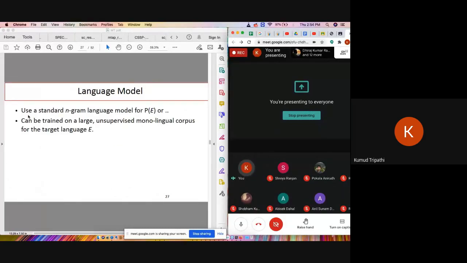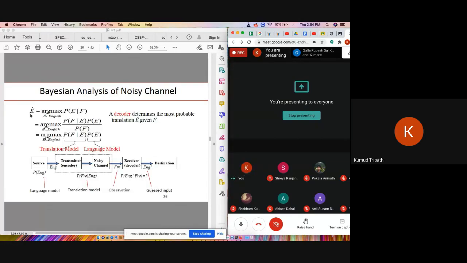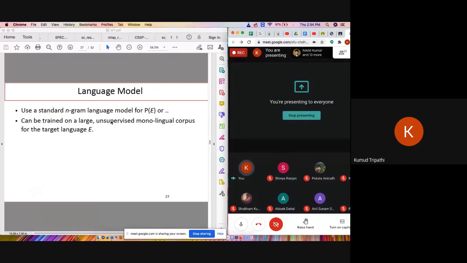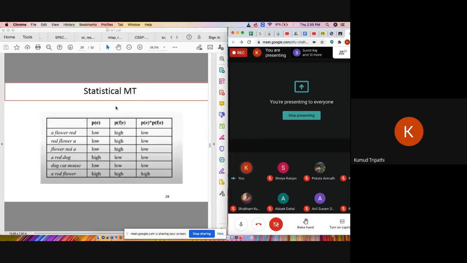So here it is written: use a standard n-gram language model for P of E, because this E hat is, what is the formula? Argmax of the translation model probability times the language model probability. So you need to compute the language model probability. It can be trained on a large unsupervised monolingual corpus, right? Meaning whenever you want to develop a language model, at that time you need to have monolingual corpora, either in English or in French. So if the source language is English, then you need an English language corpus for generating the language model.